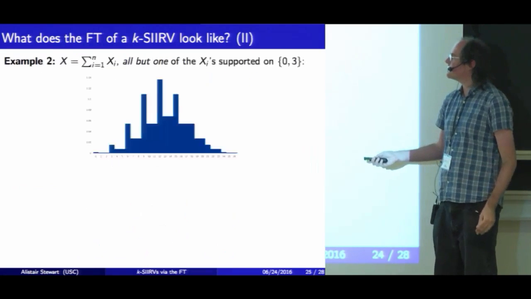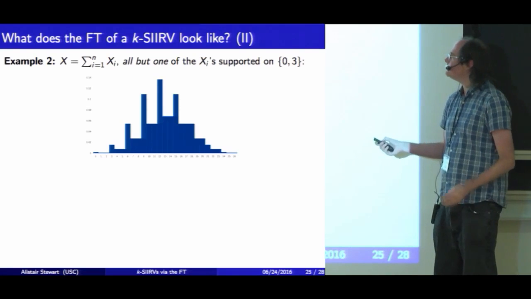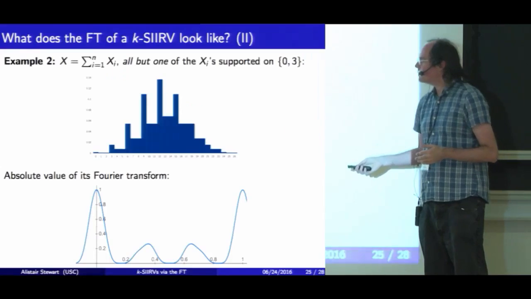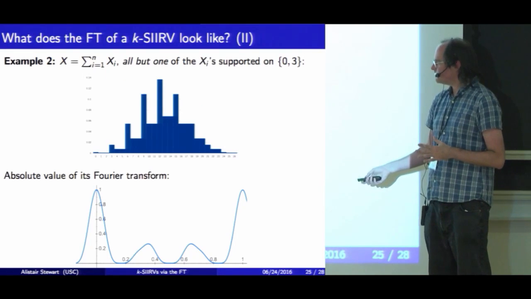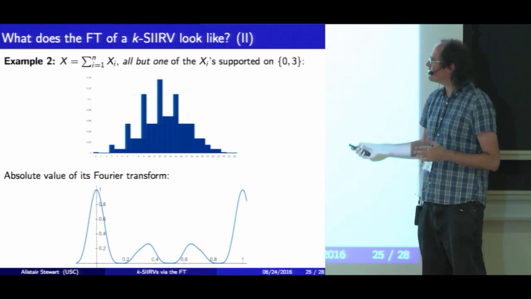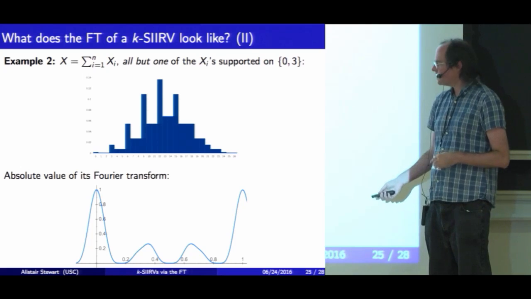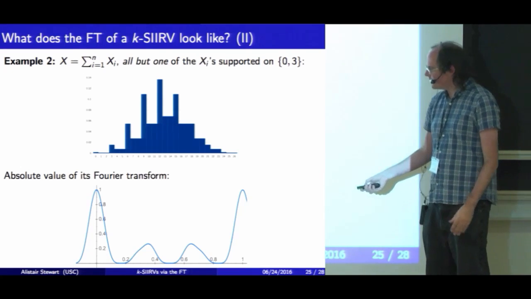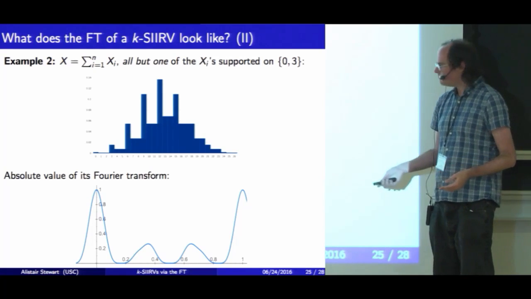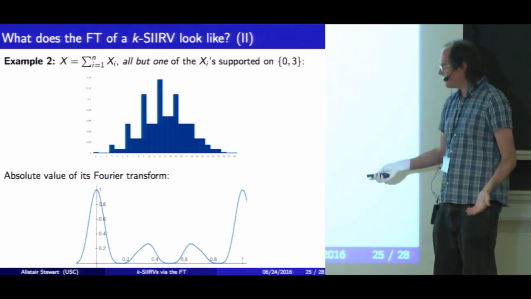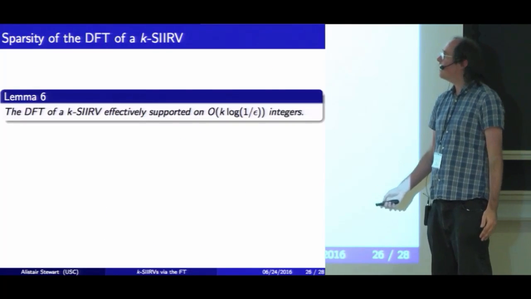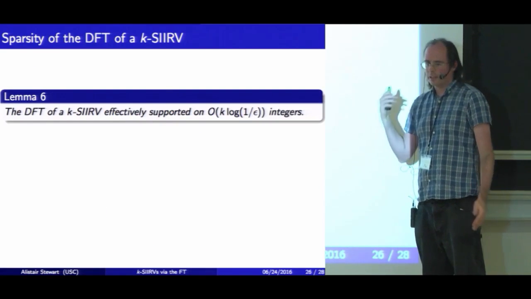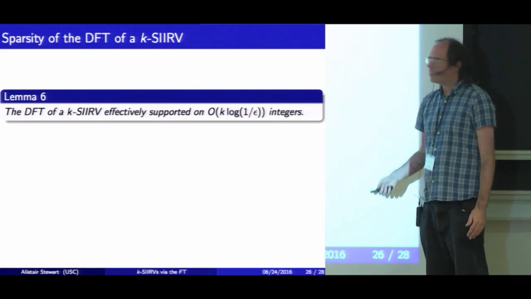If we add another distribution to this, we get something that's supported everywhere, but the discrete Fourier transform still has some kind of periodic structure. It's large near 0, near a third, near 2/3, and each of these peaks is about log 1 over epsilon integers. So it's large at 3 times log 1 over epsilon integers. In general, the discrete Fourier transform of a K-SIIRV is effectively supported on k times log 1 over epsilon integers.